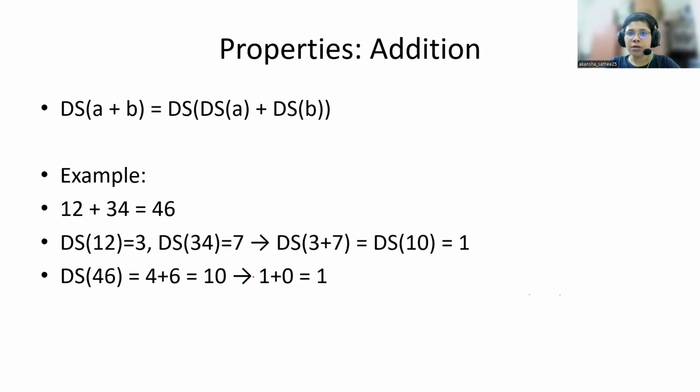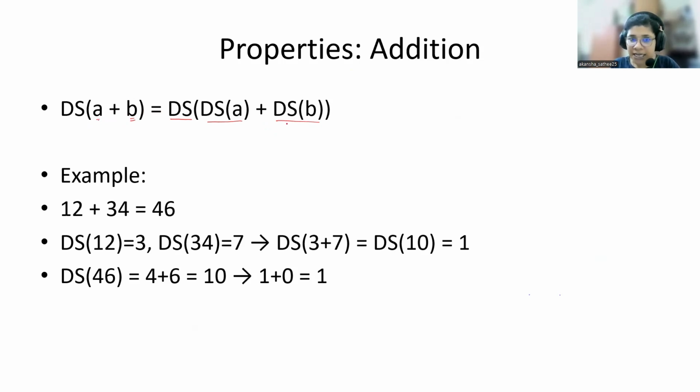Now, properties. The first property is addition. If somebody asks you to compute the digit sum of the sum of two integers, the digit sum of a plus b is equal to the digit sum of a plus the digit sum of b. Okay, am I clear? So you first compute the digit sum of a, the digit sum of b, and then compute the digit sum of both.